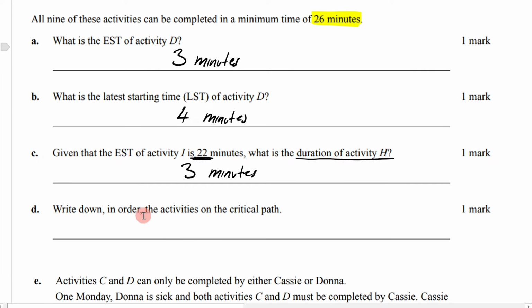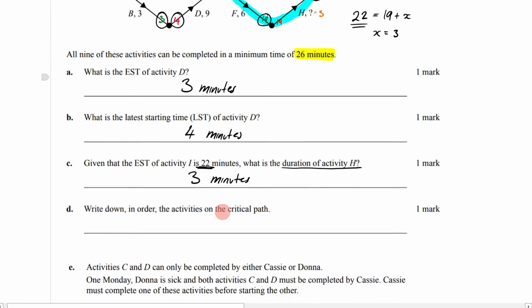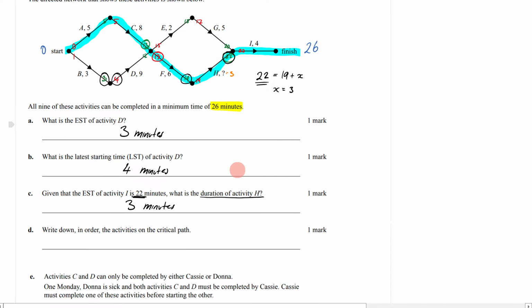Then it says, write down in order the activities of the critical path. Let's zoom out here and let's read these off. So I'm going to go A, C, F, H, I.